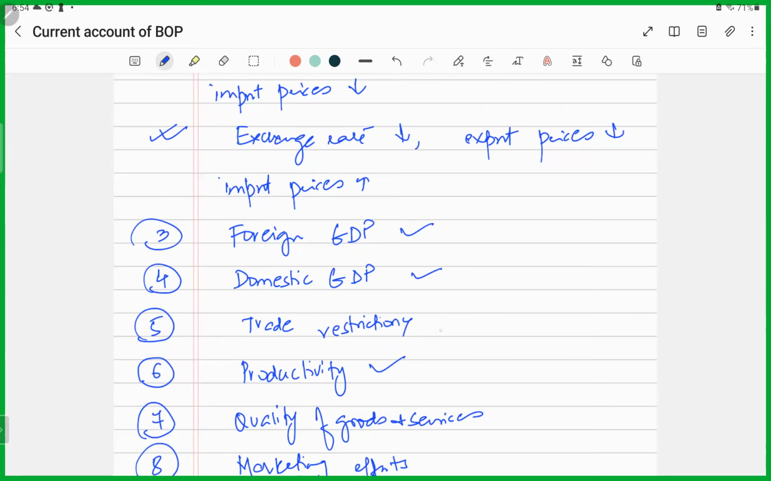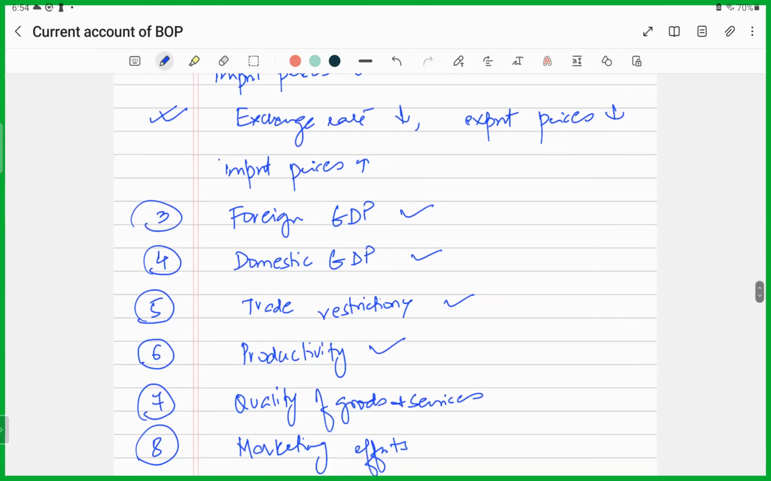Trade restrictions. If there's a relaxation in trade restrictions from other countries, then the country can experience an increase in its exports, right? And the domestic firms would be able to sell more of their products to other countries. If there are more trade restrictions, then we won't be able to have sufficient or sizable exports.